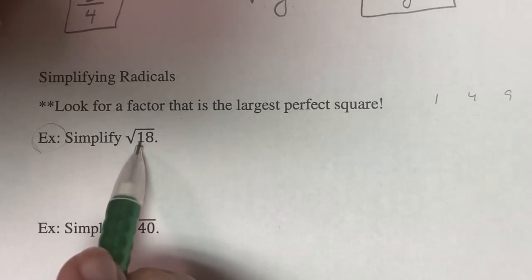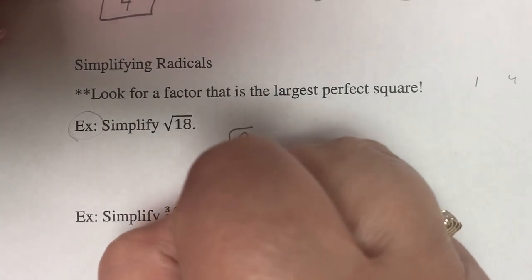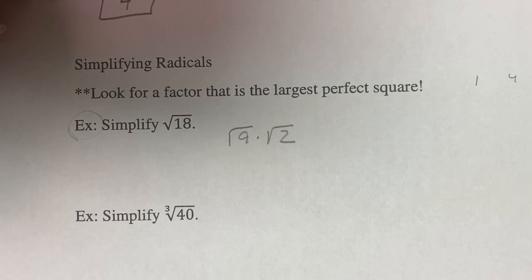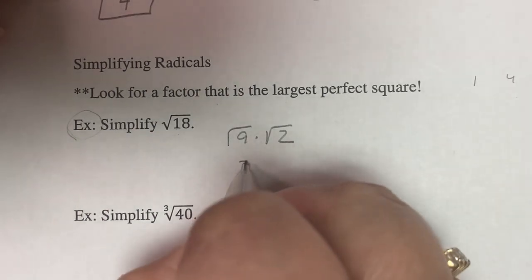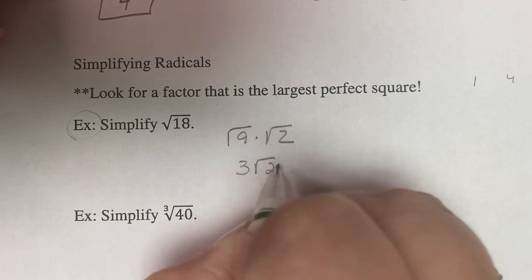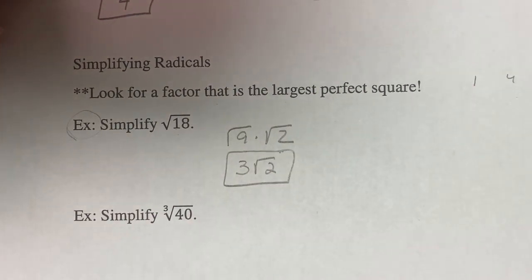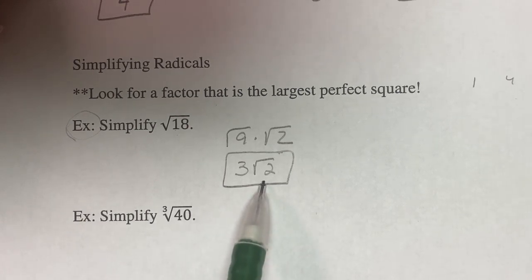So I can actually split up the square root of 18 into the square root of 9 times the square root of 2. I just used my multiplication or product rule backwards, and I split it up. But what's the square root of 9? That's a perfect square. It is 3. So the square root of 18 breaks down into 3 times the square root of 2. This would be considered simplified form.